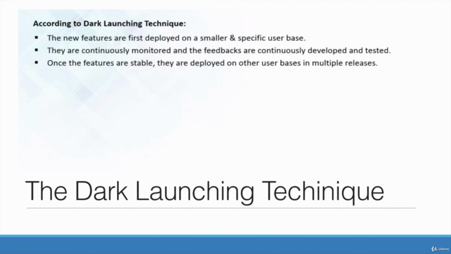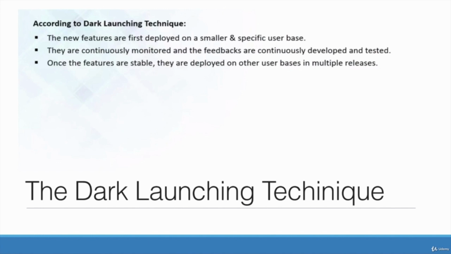Then they continuously monitor the feedback, and continuously develop and test it. So basically, here we are getting three new terms. First is continuous monitoring, second is continuous development, and third is continuous testing. These three terms basically come in DevOps. So when we deploy a new feature to a specific group, we monitor the feedback of that particular feature. We continuously fix the bugs we get in that feature, test it, and deploy it again, right? So there's a cycle. We will discuss this particular cycle with a very good diagram in the coming slide, right?